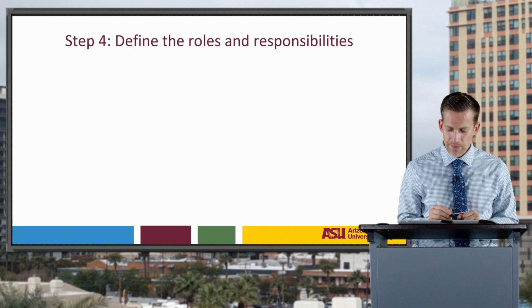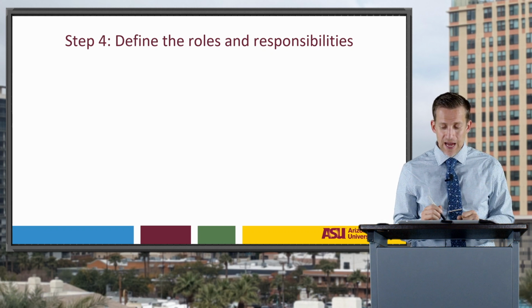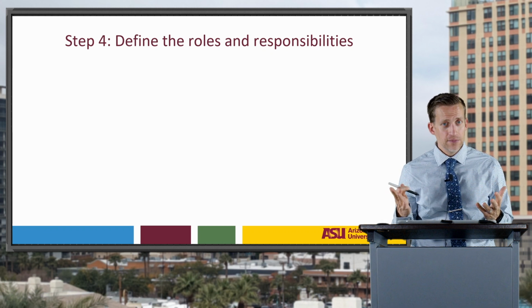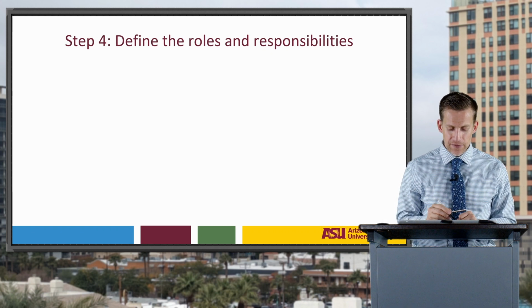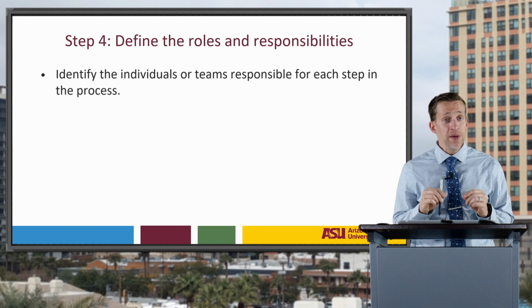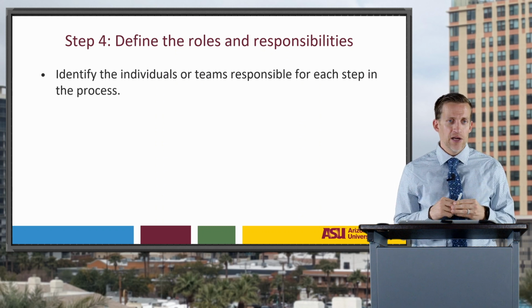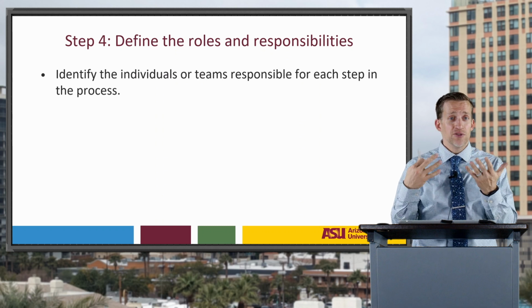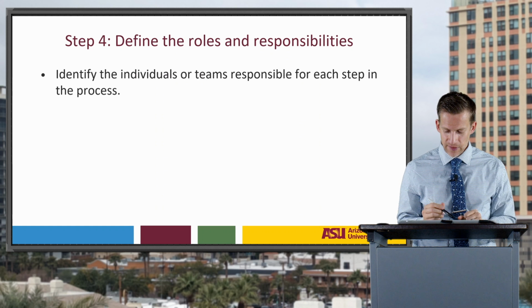Okay, step 4. Here we define all the roles and responsibilities. At this point, we know the steps and now can explain who does what and when. We identify individuals or teams responsible for each step. As a side note, I recommend not using specific names. Instead, use the title of a position. So for example, instead of saying Matt submits the report, say the director submits the report.